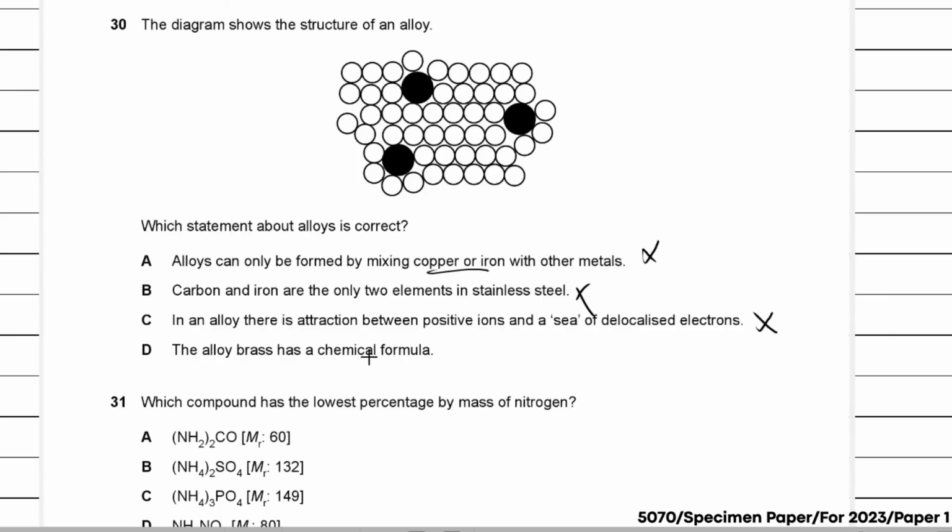The alloy brass has a chemical formula. Obviously, anything has a chemical formula. So, okay, no, the alloy brass does not have a chemical formula because they're a mixture. They're not chemicals. So this is actually not the answer.